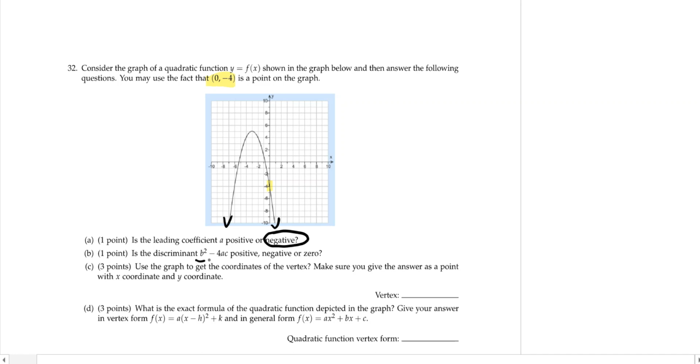Is the discriminant positive or negative? Well, since it intersects in two spots, that means that it's positive. If it was in just one spot, if it was just touching, it was 0, and if it didn't intersect, it was negative. Use the graph to get the coordinates of the vertex. Well, the vertex is right here, and the x coordinate of the vertex is -3, and the y coordinate is 5.